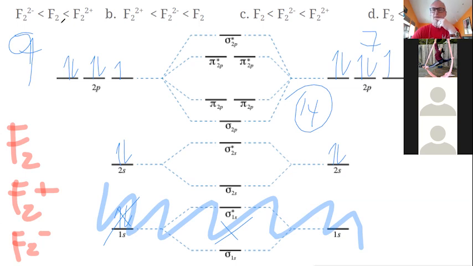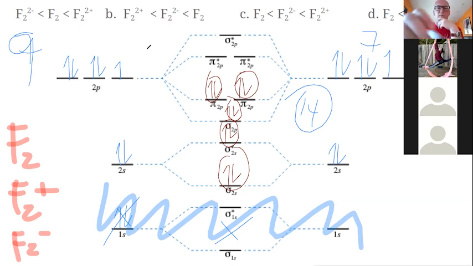So where am I going to put them? Where do my first two go? 2s sigma. Then 2s sigma star. Then 2p sigma. Then 2 on each 2p pi. That gives me 10, so I've got 4 left. Then 2 on each 2p pi star. 1, 2, 3, 4. Okay, so now we count up all of the bonding electrons and all the anti-bonding electrons.